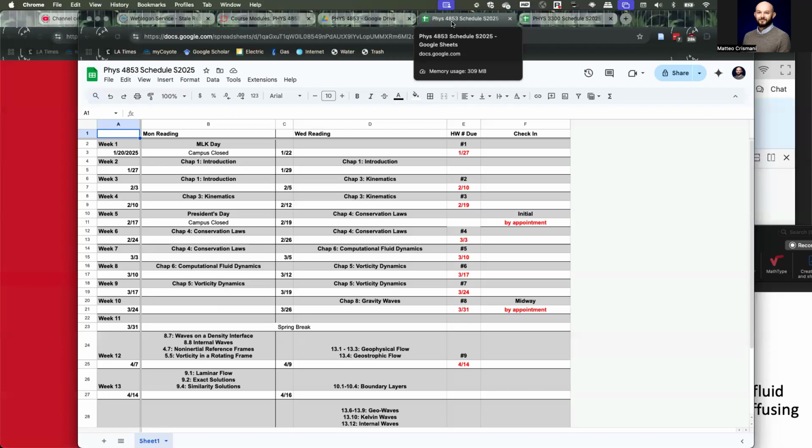We'll look at waves and density interfaces. That is to say, watching how the interface between, say, water and air, how do those behave? We'll look at internal waves. How do waves propagate as a function of height within the medium? So you've seen ocean waves. You've ever wondered why they break?